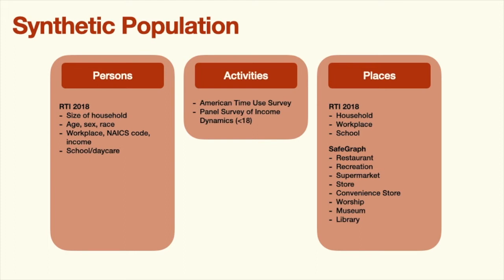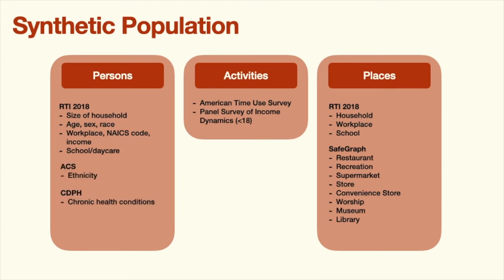SafeGraph is a company that uses anonymized cell phone data to track traffic to major points of interest across the United States. For each point of interest, we know the distribution of visitors by day, hour, and even by origin census block group, which enables us to pretty accurately map these places onto our existing persons and activity schedules. This ensures that our model follows realistic mobility patterns that maps directly onto the actual city that we're modeling.